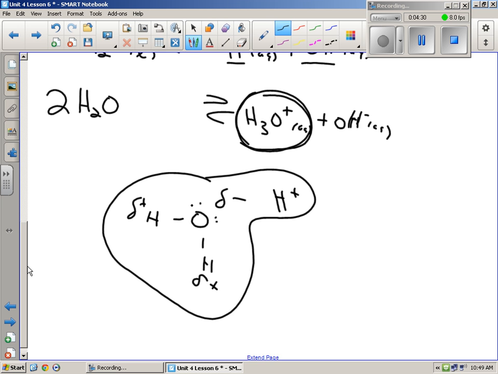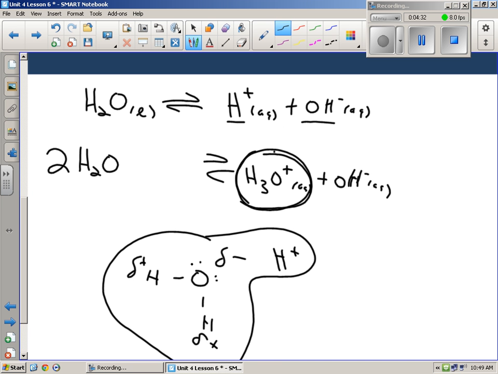Remember that H3O plus is responsible for all acidic properties, and hydroxide is responsible for all basic properties. All acids need to produce H3O plus. All bases have to have OH minus. In water, you have acids and bases, a combination of them. And once again, not very many of these will happen.